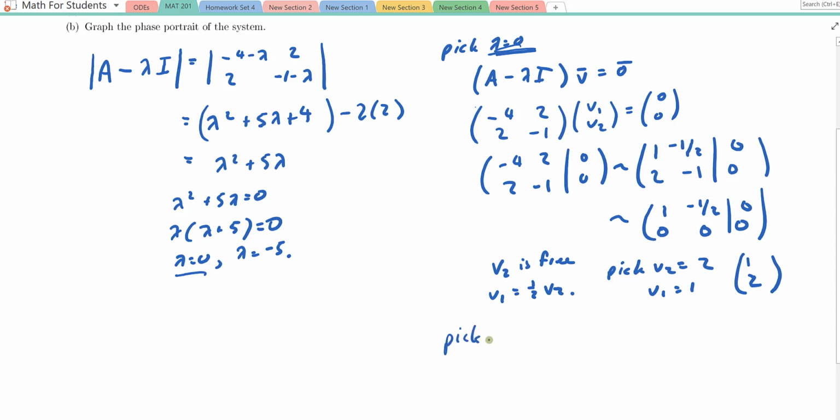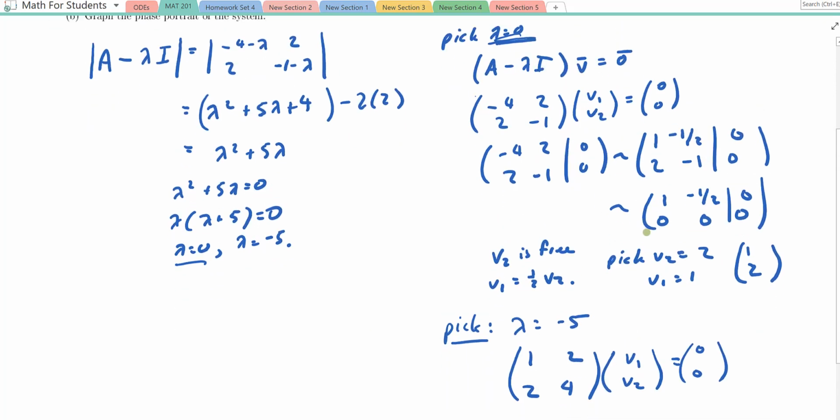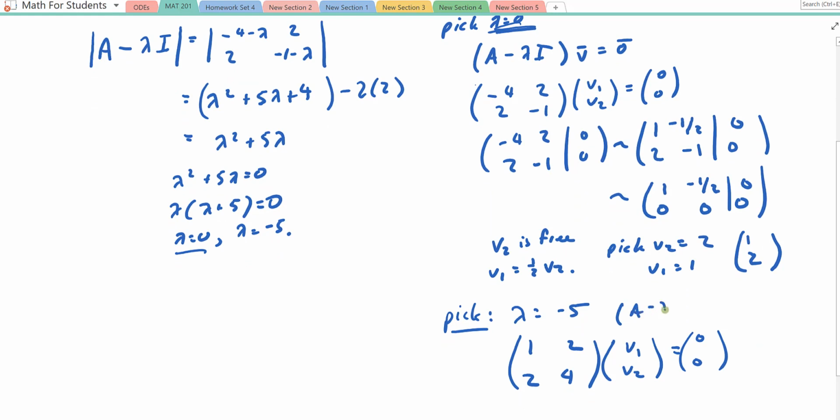So then we can take the other eigenvalue, and we'll pick lambda equals negative 5. In this case, now careful here, we have minus a negative 5, so we end up with 1, 2, 2, and 4 for A minus lambda I times v1, v2 needs to equal 0, 0. Again, I'm just returning to this equation right here. Let me put it up here. A minus lambda I times vector v needs to equal the 0 vector.